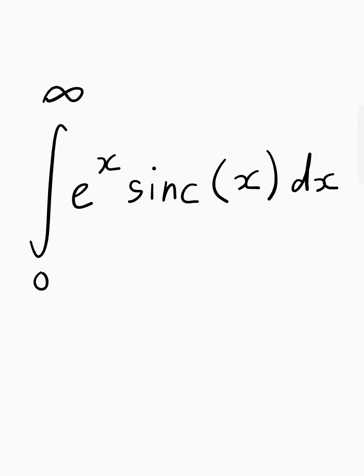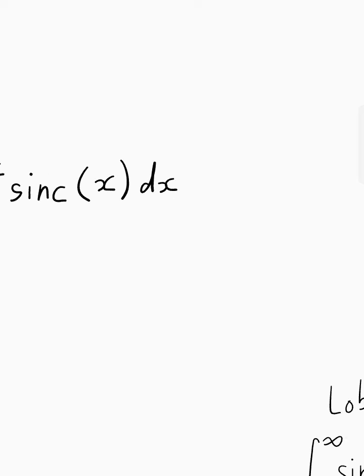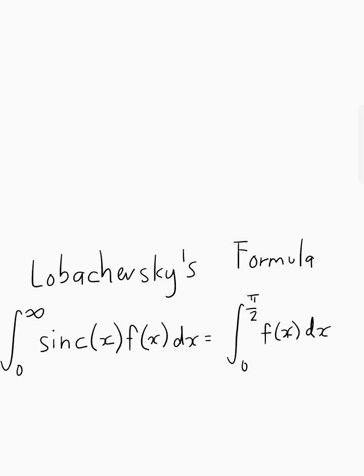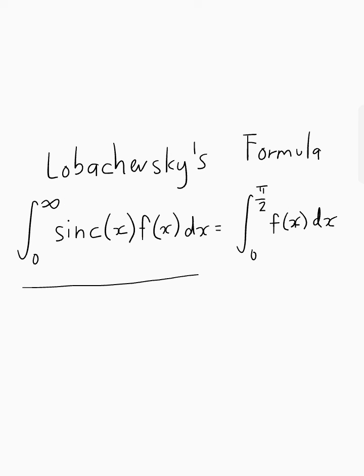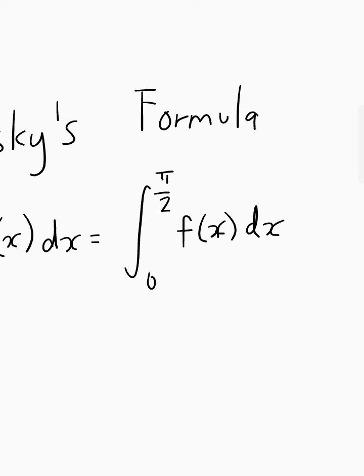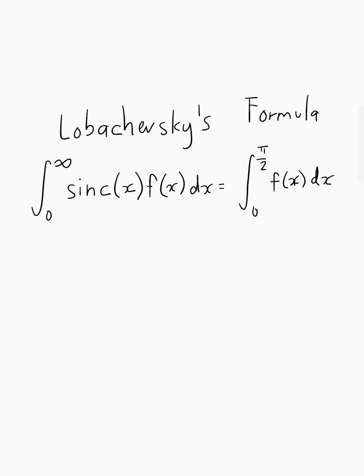So how do I evaluate the integral of e to the x sinc of x dx going from 0 to infinity? The formula that I want to point you guys to is called Lobachevsky's formula. And it merely tells us that the integral from 0 to infinity of sinc of x times the function f of x dx is simply equal to the integral from 0 to pi over 2 of f of x dx. Let me know in the comments if you guys want me to derive this formula for you. But I'm just going to leave it here as it is.